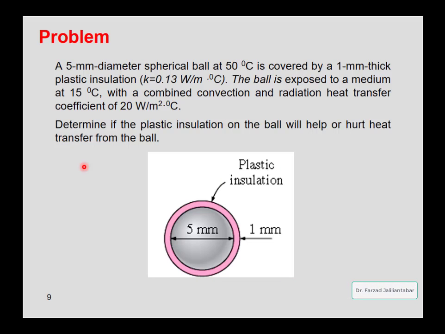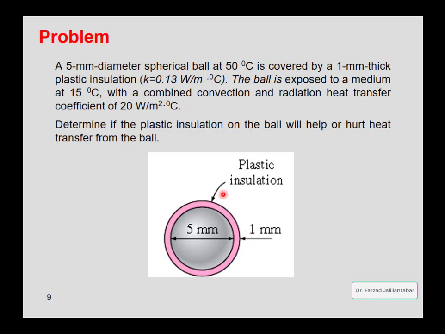In this example, we are going to see how plastic insulation affects the heat transfer of a spherical ball. So, a 5 millimeter diameter spherical ball at 50 degrees Celsius is covered by a 1 millimeter thick plastic insulation. This is a spherical ball. The diameter is 5 millimeter.